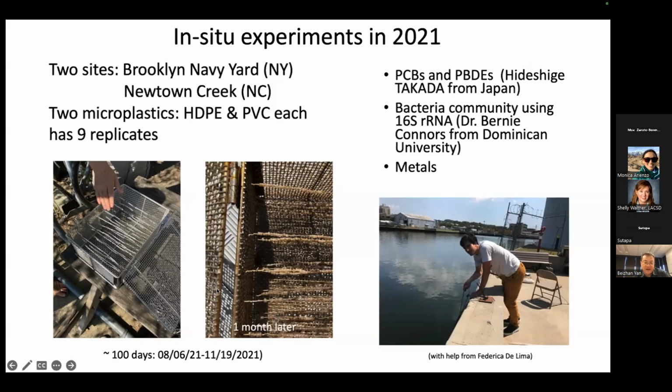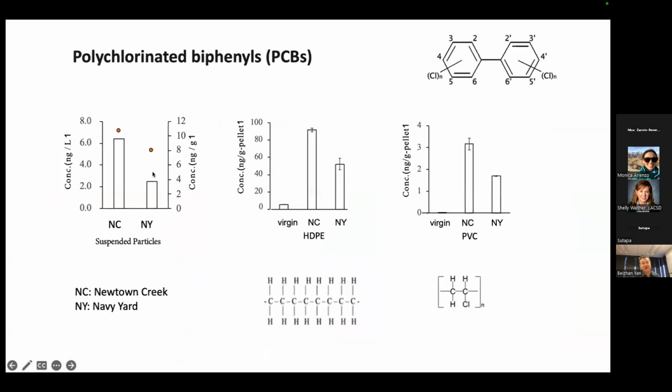This is what it looks like one month later, and then we took them back after 100 days. We measured PCBs, PBDEs, bacteria, and also metals on the surface of these pellets. And this is just showing you the result for PCBs because I don't have time to cover the other pollutants. We have three plots here.